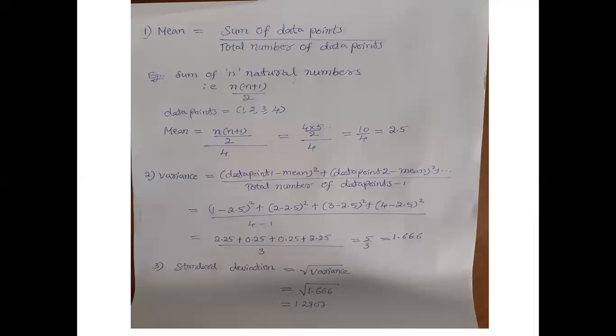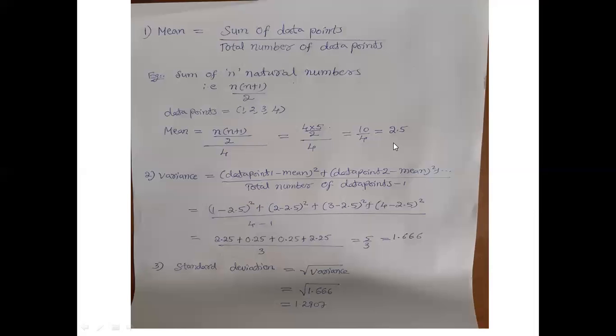And the next step means you have to calculate the variance. Observe the formula: data point 1. How many data points are there? 4. Data point 1 minus mean whole square, plus data point 2 minus mean whole square, up to like this, 4 data points can be chosen. And how many data points are there? 4. What is the data point 1 value? 1. See, please focus on this cursor that I'm showing.